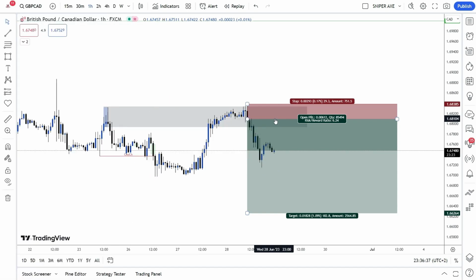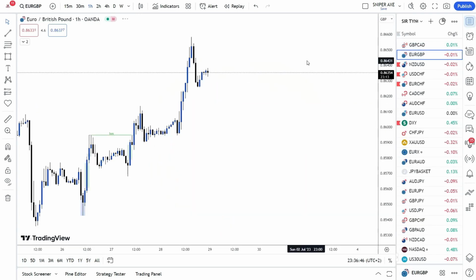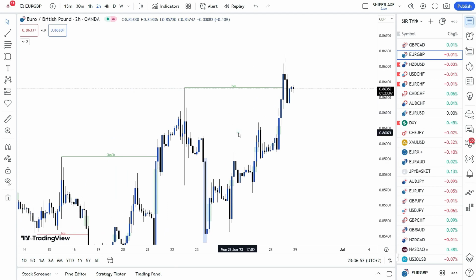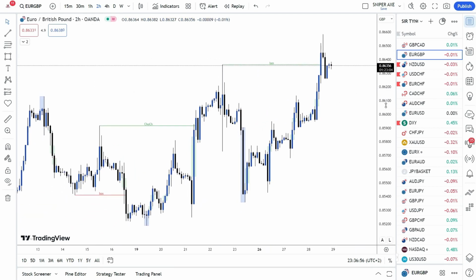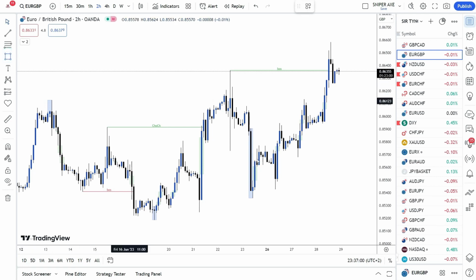So let's open other charts, then we get to see how effective this indicator is. I'm going to show you and I'm going to tell you the name of the indicator. Yesterday, I got another nice trade on Euro GBP. If you look at it, this is where we got the signal.